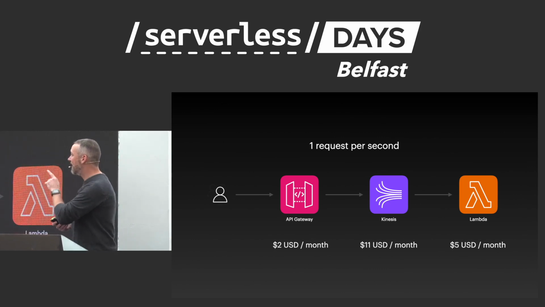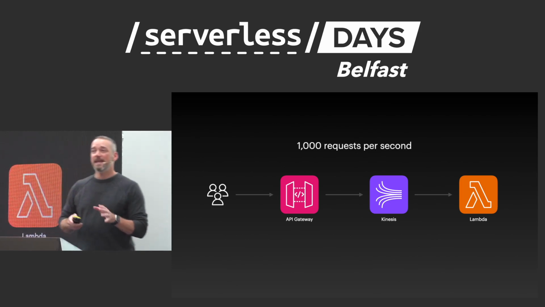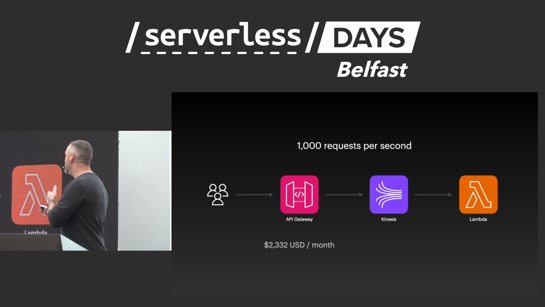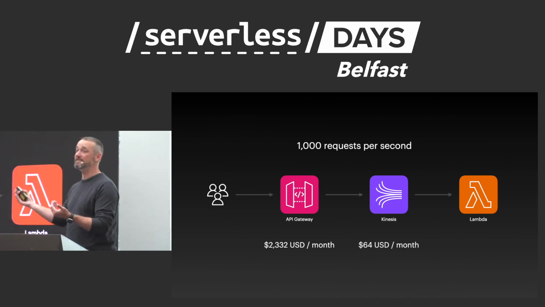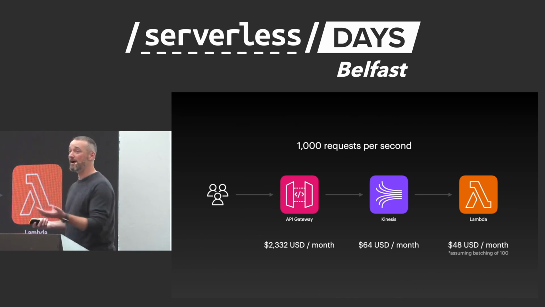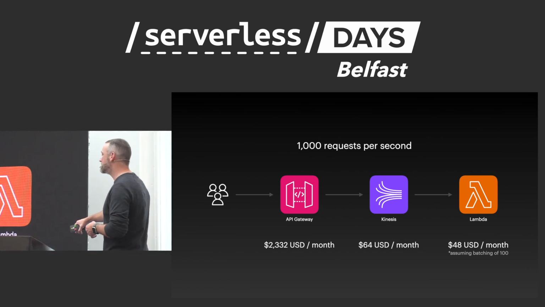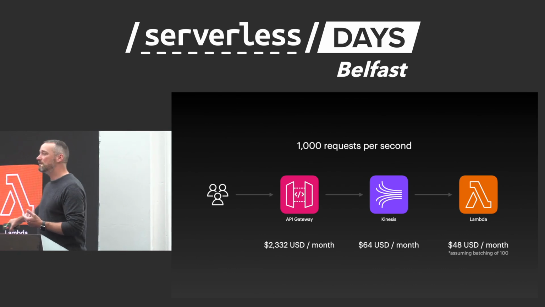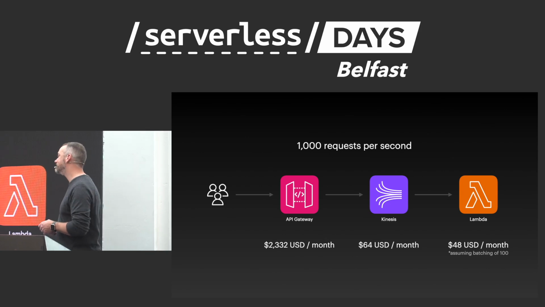All right, now, what if we're at 1,000 requests per second? Not much we can do about API Gateway if we're going to leave that in the mix. But now Kinesis only costs us $64 a month as opposed to $1,300 a month for SQS, right? Big cost difference there. And then with Lambda, because we can actually do batches, I think up to 10,000 with Kinesis, even if we just did batches of 100, we cut our cost by, what, 90% or whatever that is. So $48 a month, something like that.